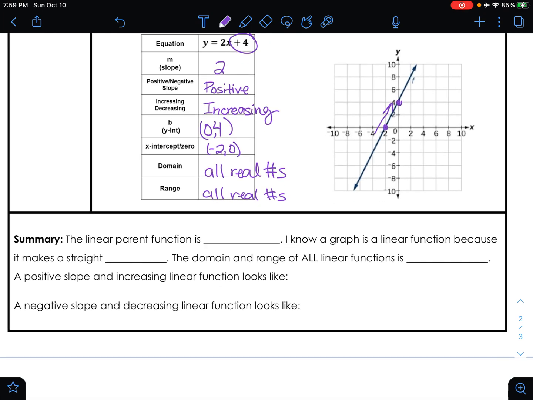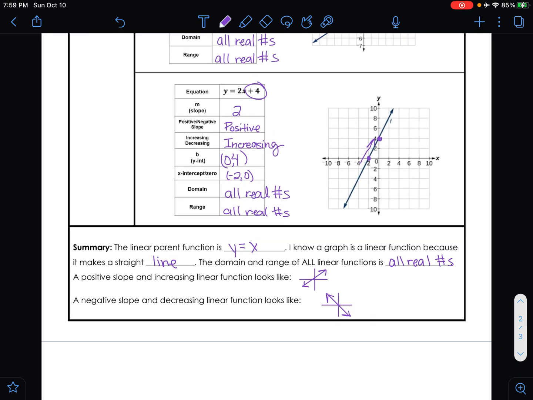So looking at the summary, the linear parent function is y equals x. I know a graph is a linear function because it makes a straight line. The domain and range of all linear functions is all real numbers, unless it's a special case, but when we get to those, we'll show you. So a positive slope in an increasing linear function is going to look like this. So we're going to draw a little picture, and it's going to just be going up from left to right. So right there. A negative slope in a decreasing linear function is going to look like, again, drawing a picture, something like this, going down from left to right.